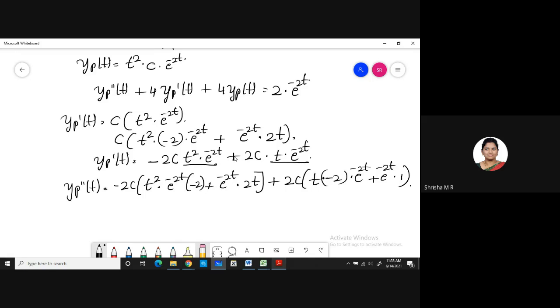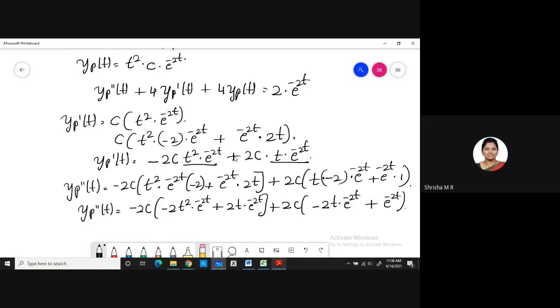Is it clear or not? Yes, ma'am. So yp double dash of t would be, I'll solve this first. You have minus 2t square into e power minus 2t plus 2t into e power minus 2t, plus 2c into minus 2t into e power minus 2t plus e power minus 2t. So this is your yp double dash of t.